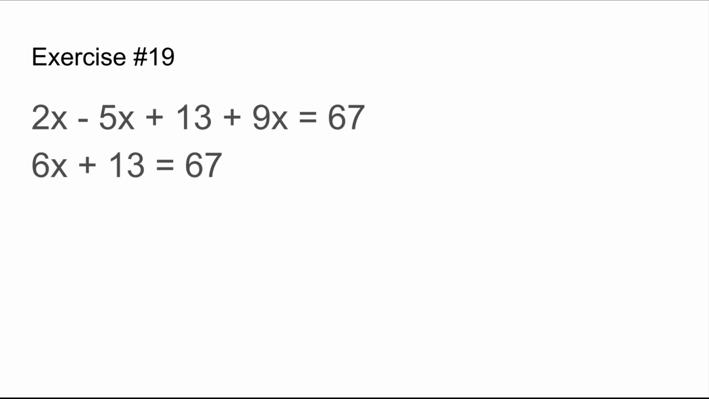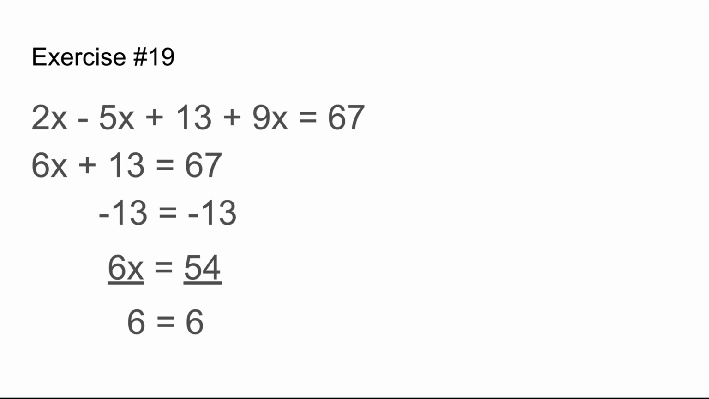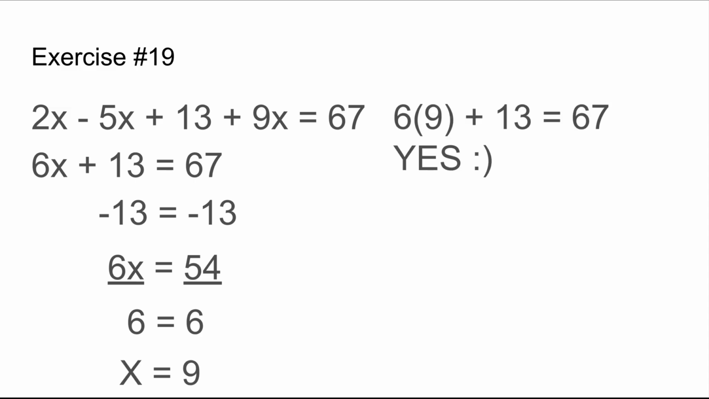Number 19. We have 3 things to combine here. We have 2x, negative 5x, and positive 9x. So first, we're going to have negative 5 and 2, which would make negative 3x. Negative 3 and 9x equals 6x. So 6x plus 13 equals 67. Subtract 13. Divide by 6. x equals 9. Plug it in. Great job.